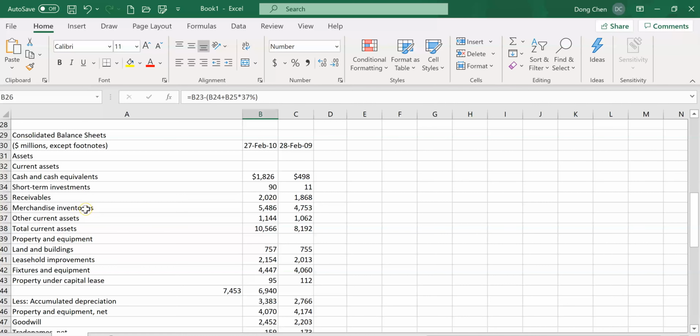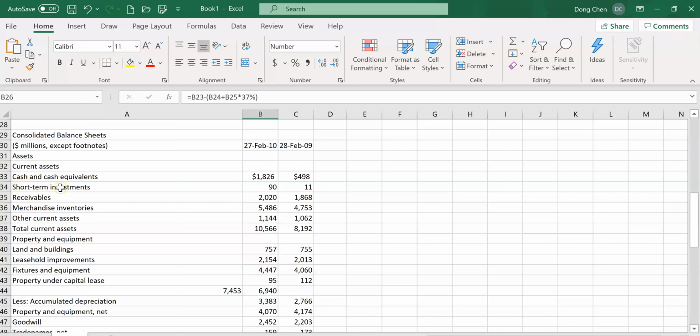So the first job to do the NOA calculation is to single out which items on the balance sheet are operating related and which items on the balance sheet are non-operating related. So let me mark all the operating related items in red. We start from the asset side, right? Cash and cash equivalents. As we said, this is not operating related, right?